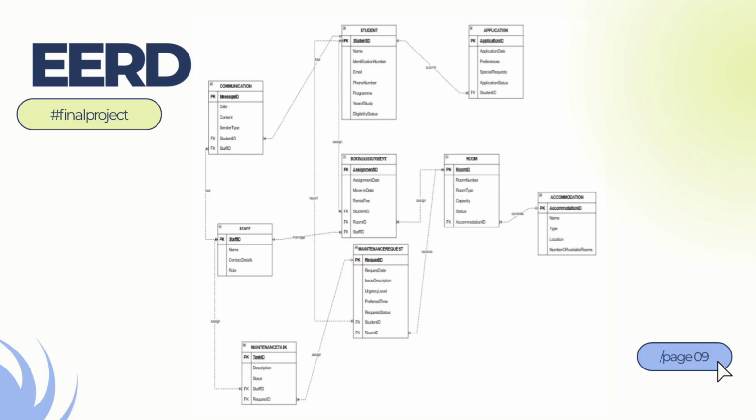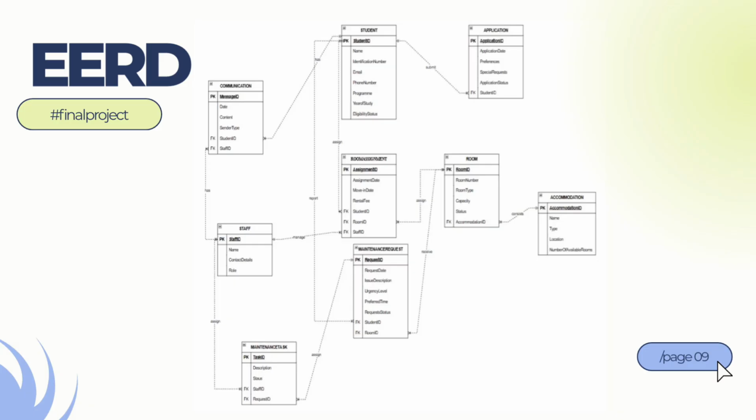The maintenance task entity is used to track actions taken to resolve maintenance requests. One maintenance request may involve multiple maintenance tasks, while each maintenance task is linked to one maintenance request. In addition, one staff member can handle many maintenance tasks, but each maintenance task is assigned to one staff member. Therefore, both relationships are one-to-many.